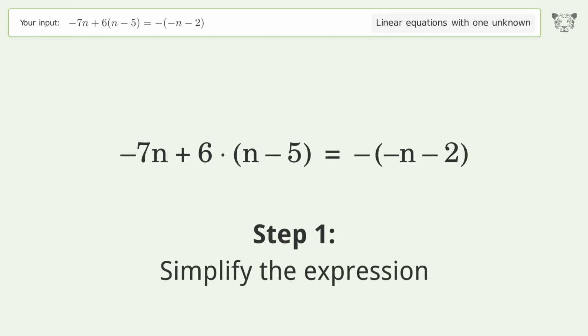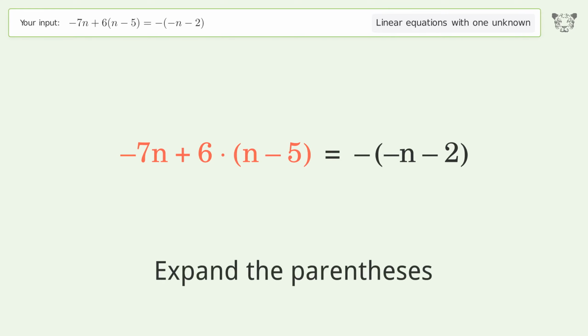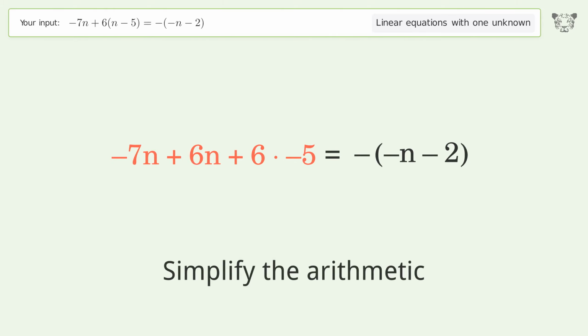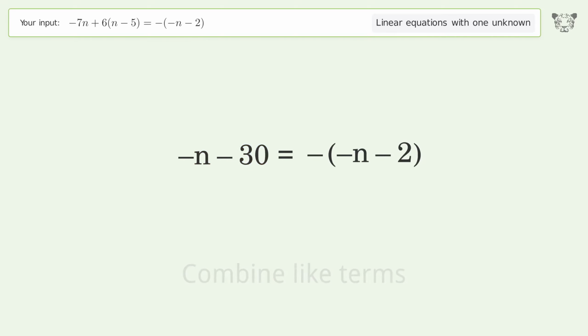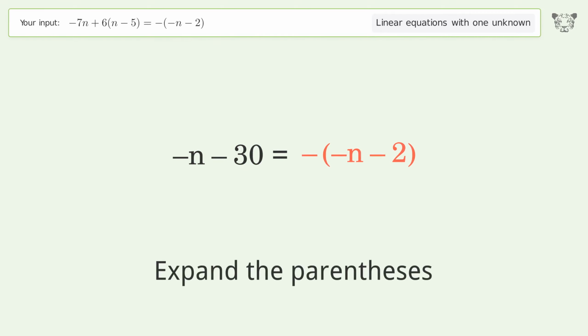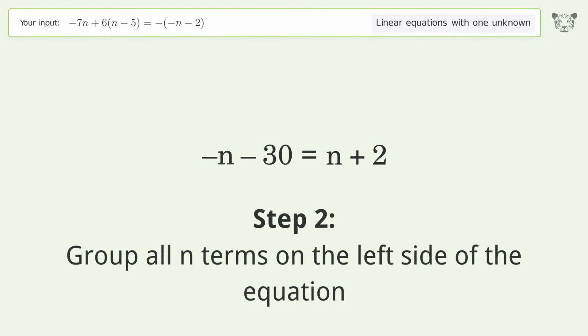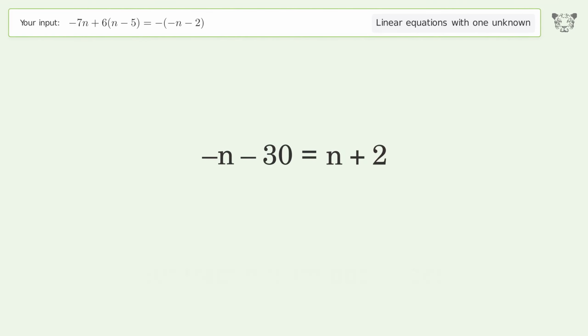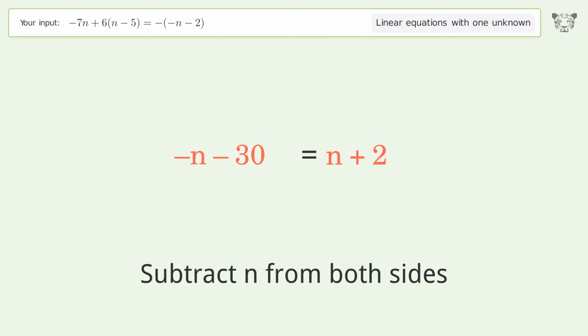Simplify the expression. Expand the parentheses. Simplify the arithmetic. Combine like terms. Expand the parentheses. Group all n terms on the left side of the equation. Subtract n from both sides.